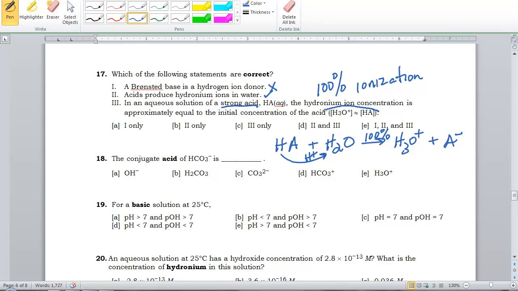So it is true that the concentration of hydronium, because it reacts completely, 1-to-1 ratio, will essentially be equal to the initial concentration. And for our purposes, that's what we're going to assume. Technically, it's going to be very, very slightly less because the reaction might only go 99.99% to completion. So they won't be exactly equal, but for our purposes, we will assume that they are. Okay, so it looks like 2 and 3 are true. That would be choice D.